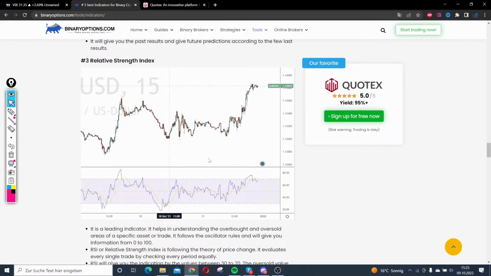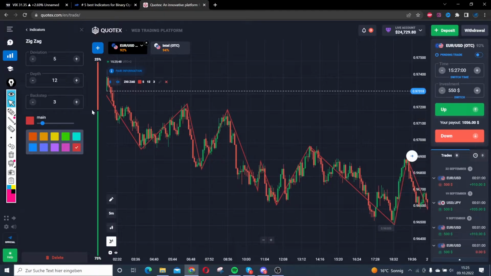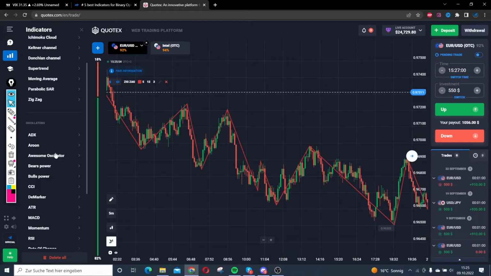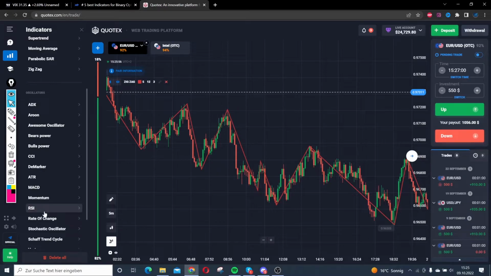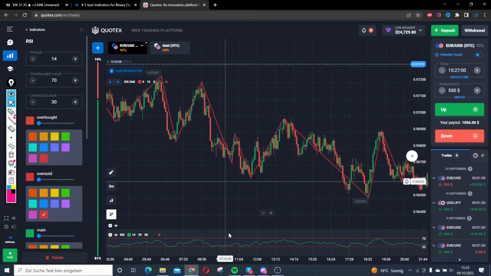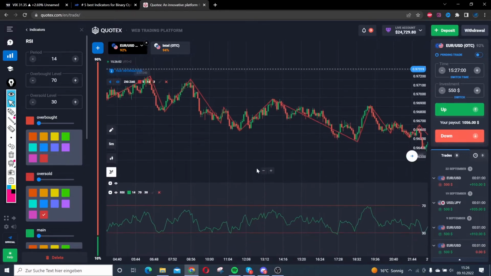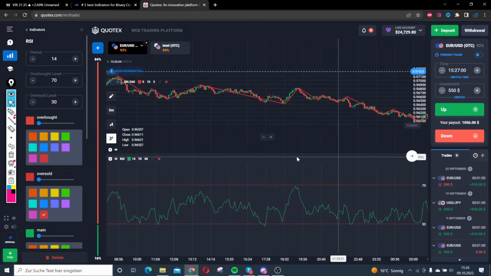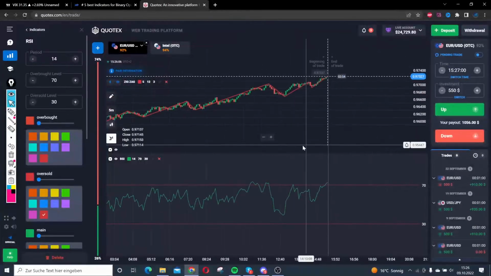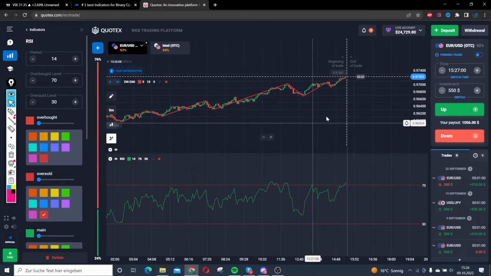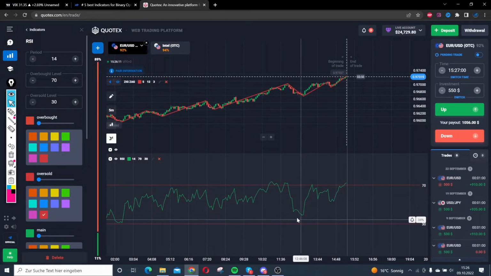The third one is a little bit similar to the CCI. It's a relative strength indicator. I showed you this indicator a few minutes before. Let's put it on. This is also an oscillator. We see here a perfect indicator for measuring the strength of a trend or seeing a reversal in the chart.